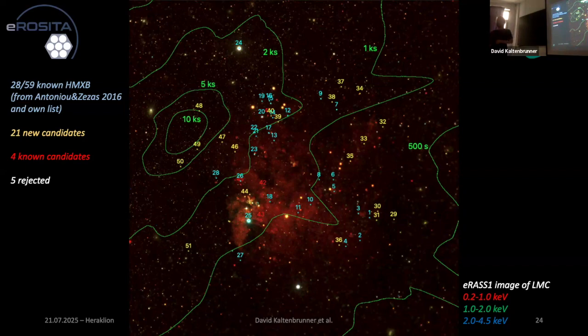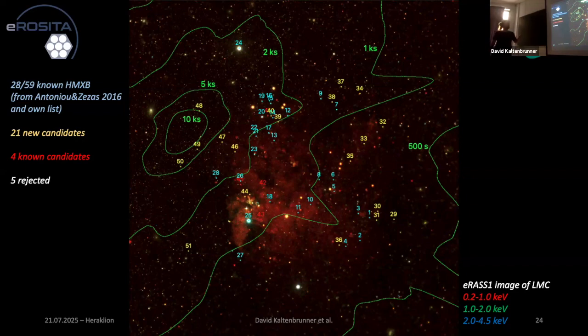Then also out of the known candidates, we find 4. And now compared to ROSAT, we have much better positional accuracy. So what was possible is to find back the ROSAT sources and then reject them because they do not match the position of a Planck star. So those are the 5 which are rejected.